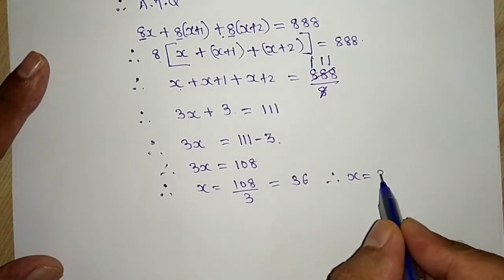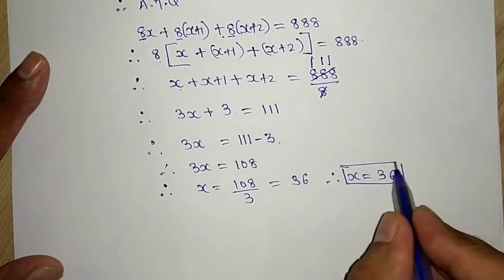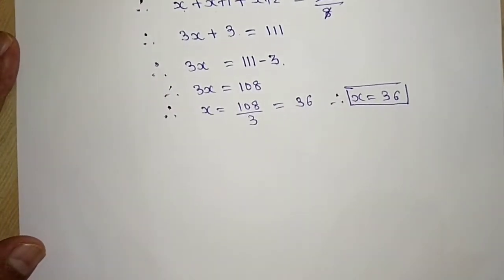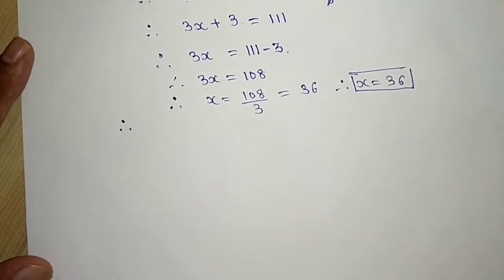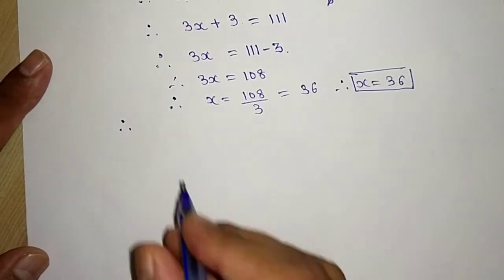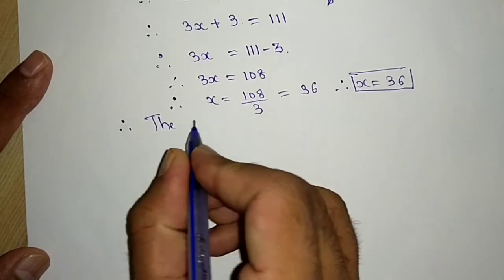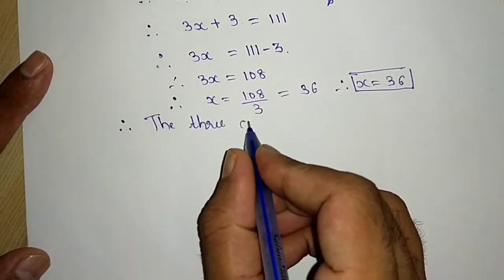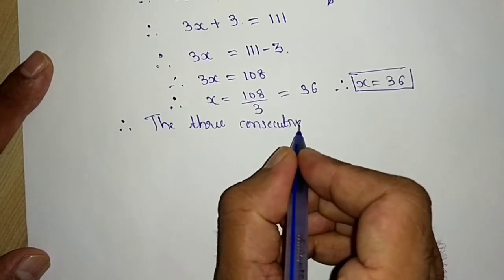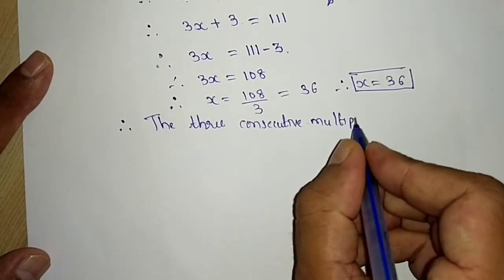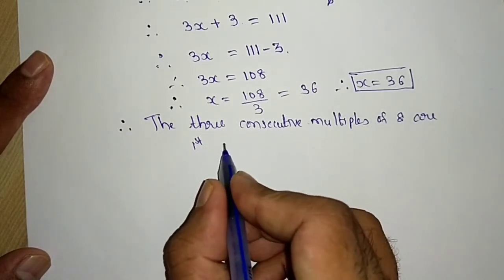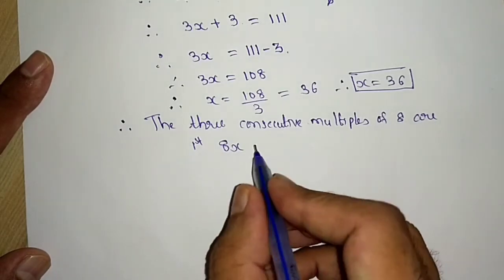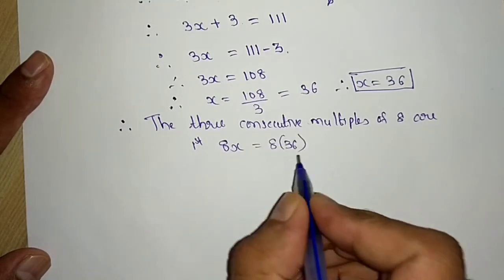Therefore, x is equal to 36. So, let us put in the values we have assumed: 8x, 8 into x plus 1 and 8 into x plus 2. Therefore, the 3 consecutive multiples of 8 are: first one, 8x is equal to 8 into 36.